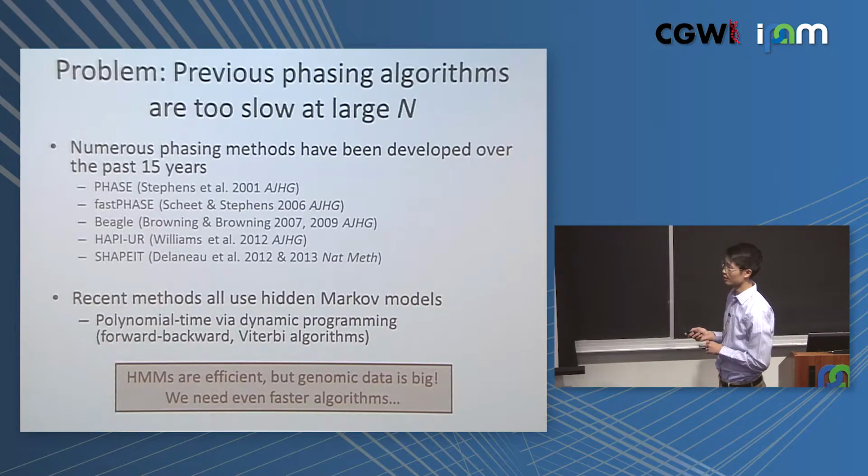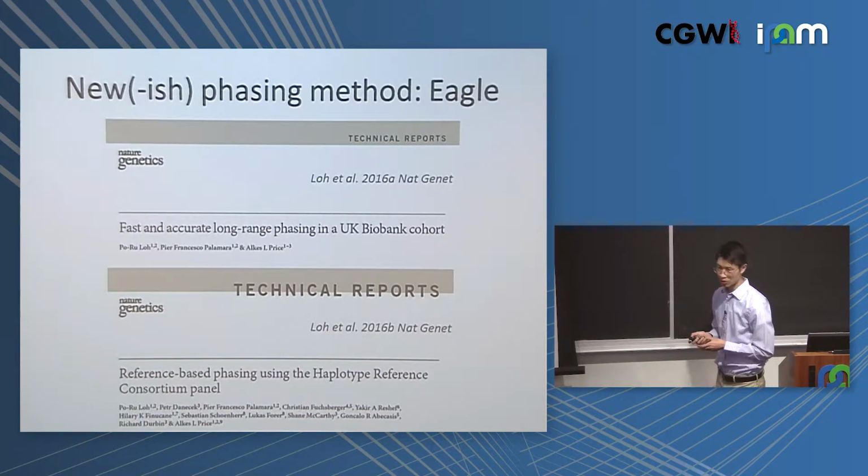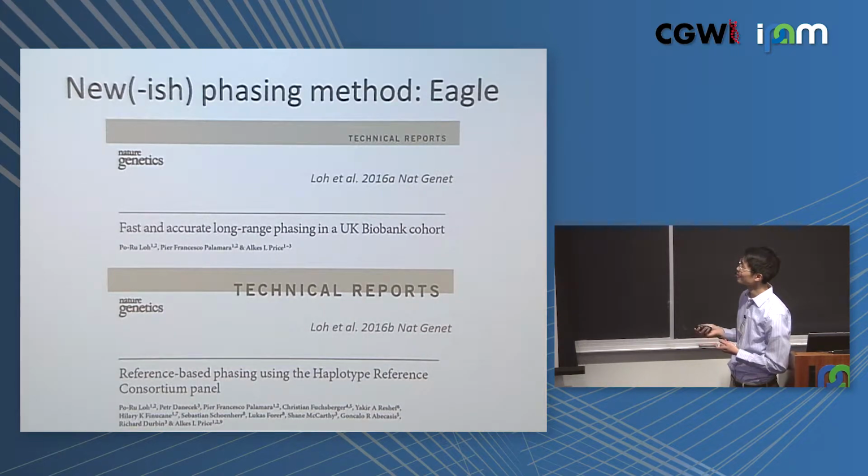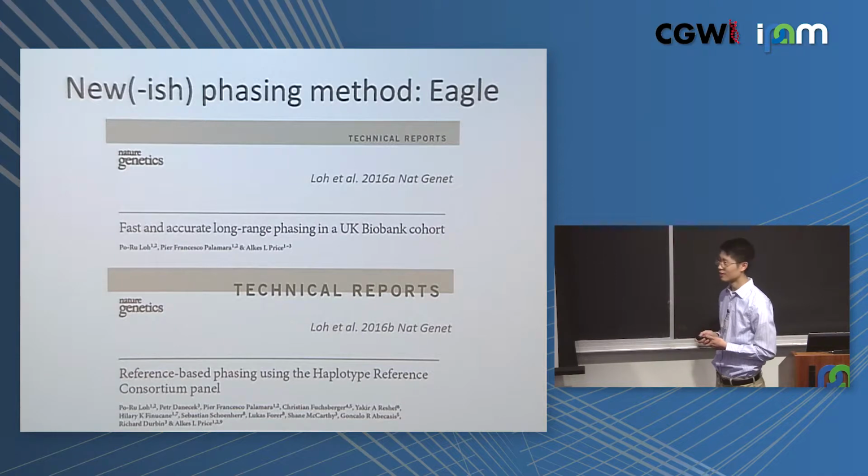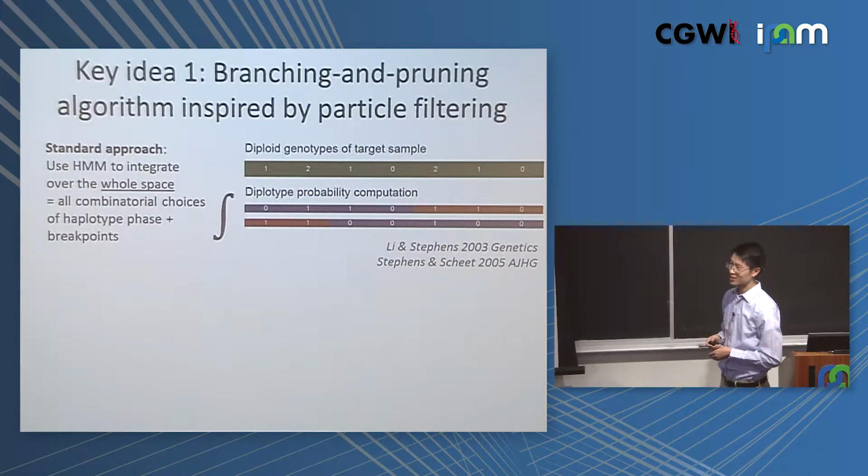This method is called Eagle, a play on Beagle. It's now new-ish. We published it in 2016 in 2 papers, except that the second paper made the first paper obsolete before the first paper was published. So I'll only be telling you about the second paper. And there are 2 key ideas that go into this version of a hidden Markov model-based statistical phasing method.